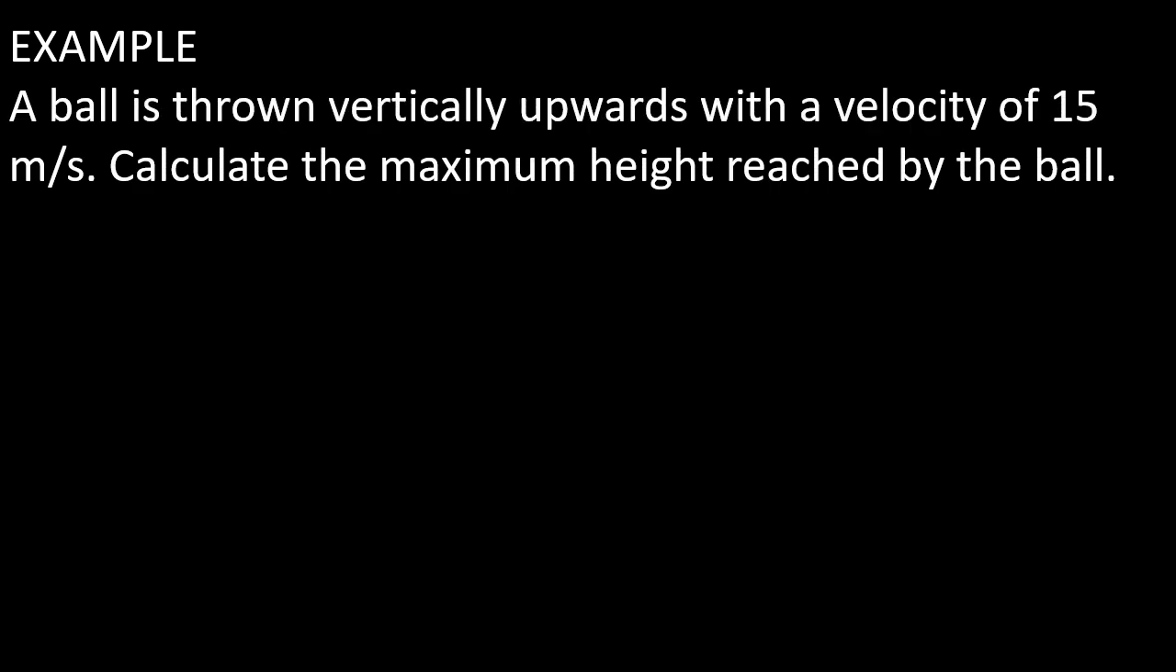Another example is going to be of help. We are looking at a ball which is being thrown vertically upwards, meaning from bottom to top, with a velocity of 15 meters per second. Calculate the maximum height reached. Here we are looking at a different type of question where the energy is changing from kinetic to potential energy.